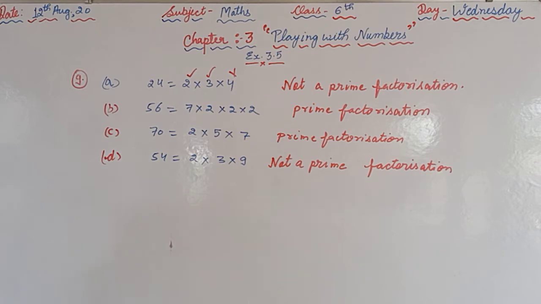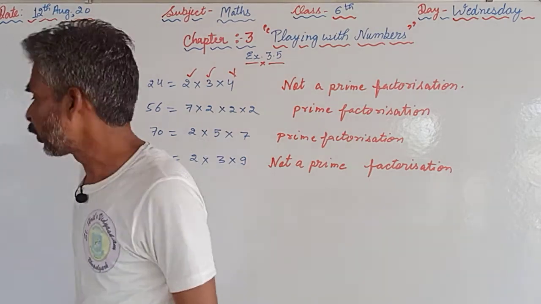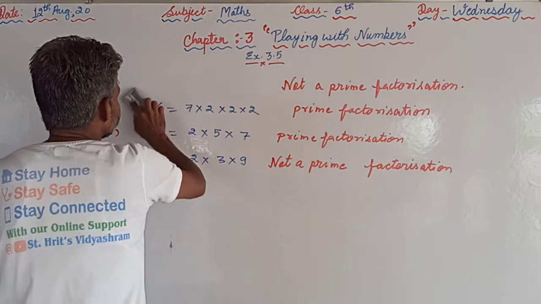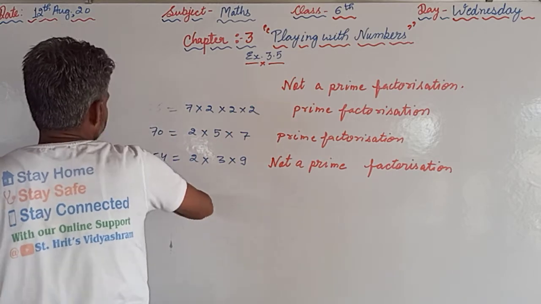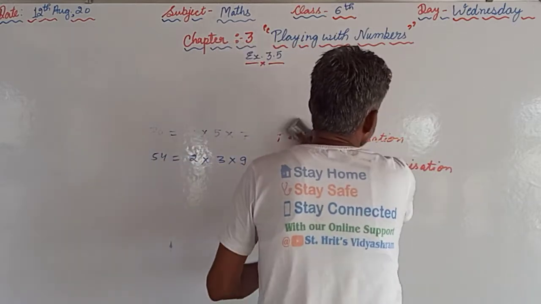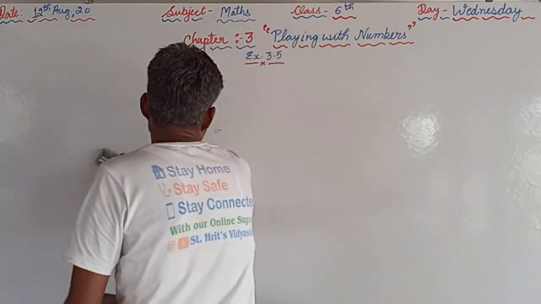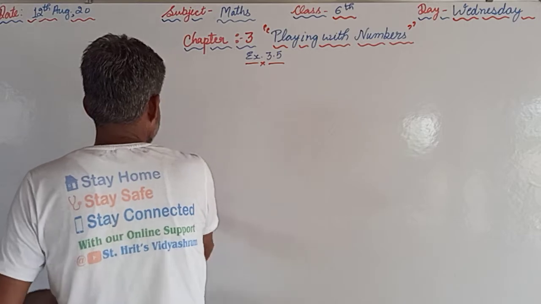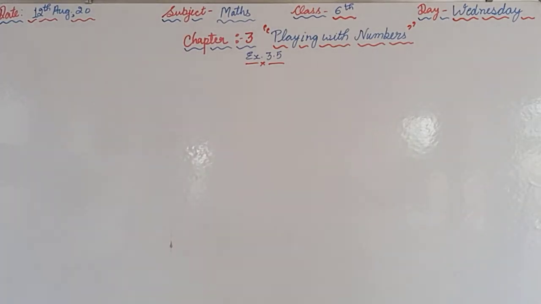So like this we have to complete question number 9. Afterwards we are supposed to proceed to question number 10. In the prime factorization all the numbers should be prime. We are supposed to use prime numbers, not composite numbers and not the number which is neither prime nor composite, that is 1. 1 we are not supposed to use in the prime factorization.